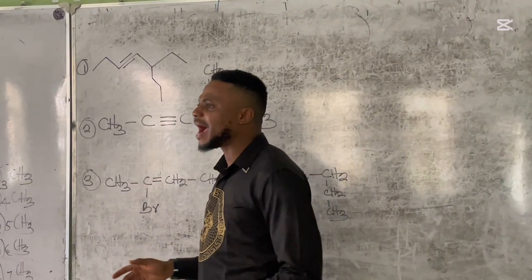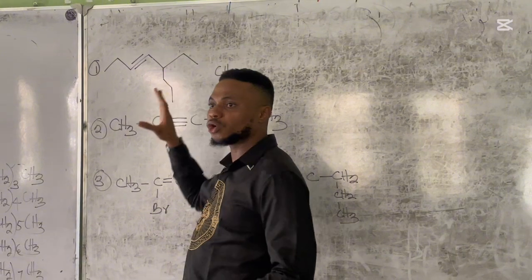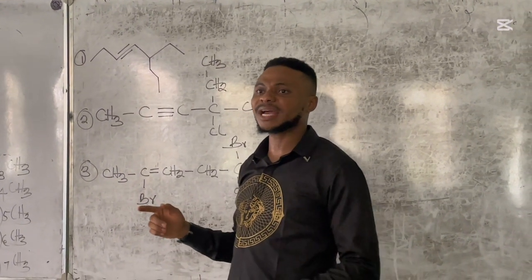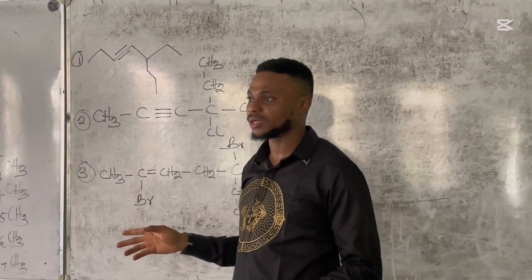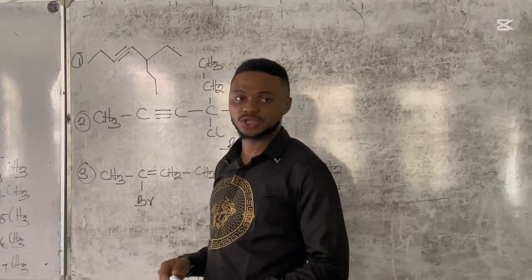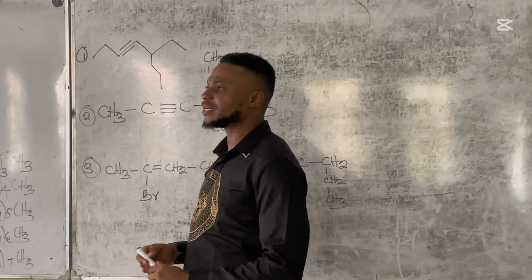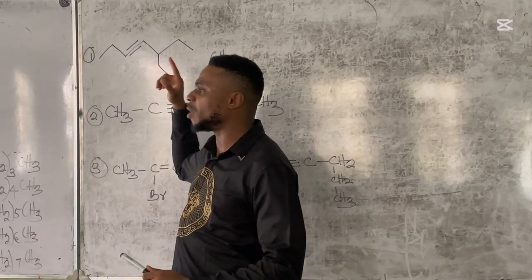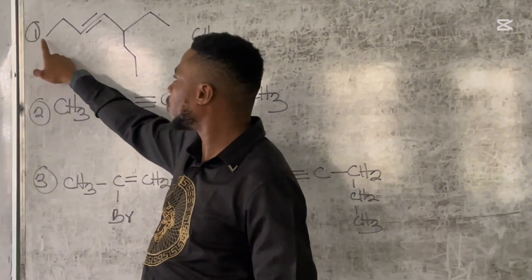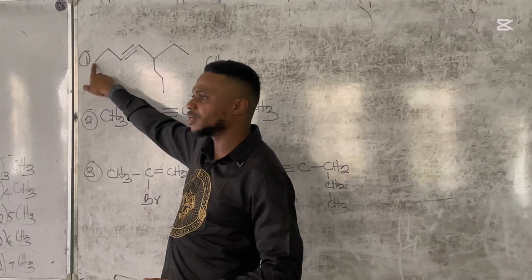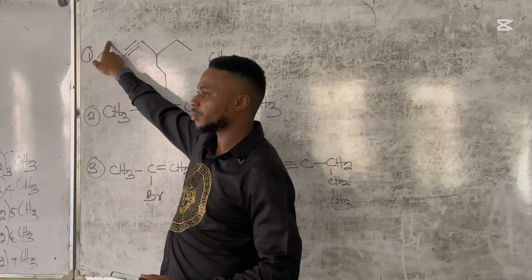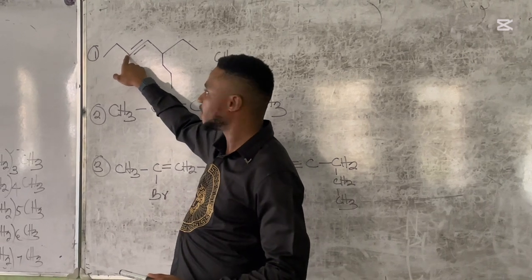Now, you know, the first thing we have to do when we are naming a structure is to count the longest continuous carbon chain. Do you agree with me? Yeah. You count the longest continuous carbon chain in the structure. Now, look at this. When we are counting, we count from here 1, 2, 3, right? Are we together?